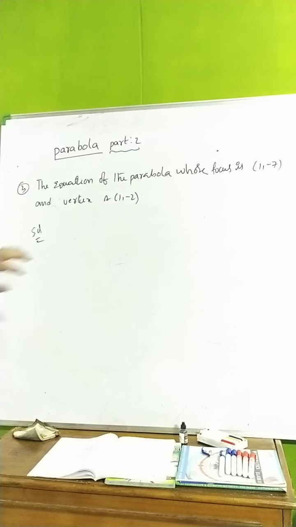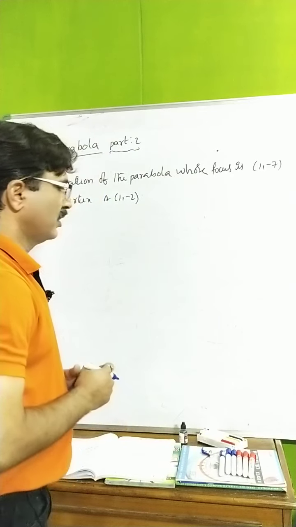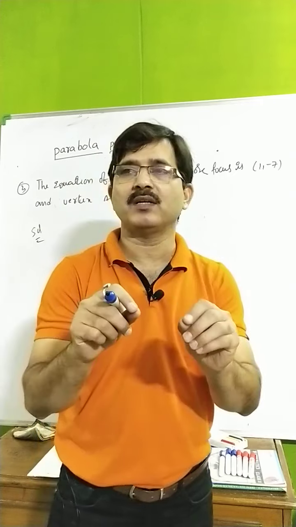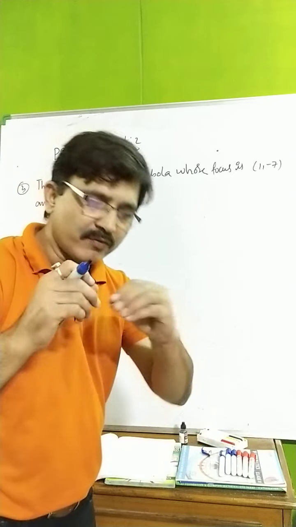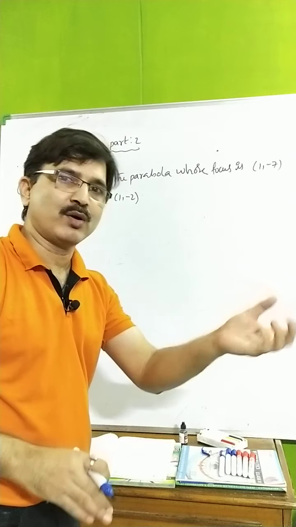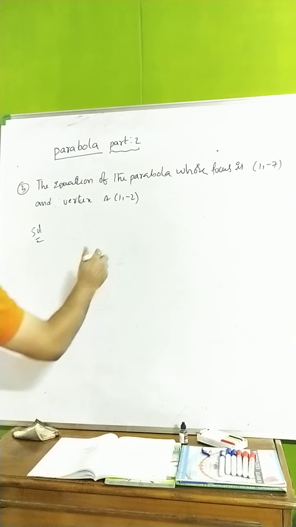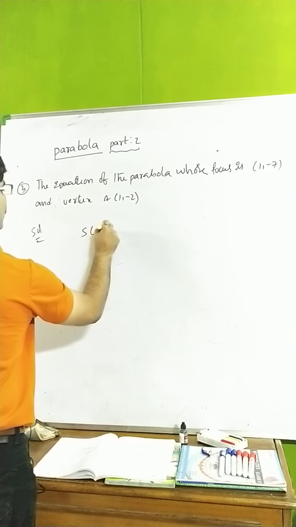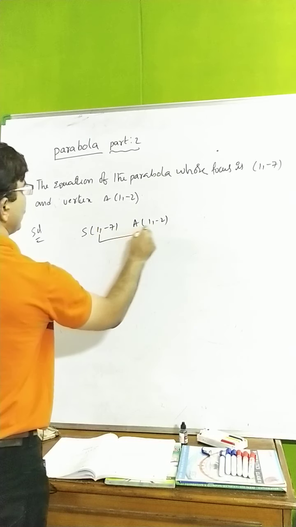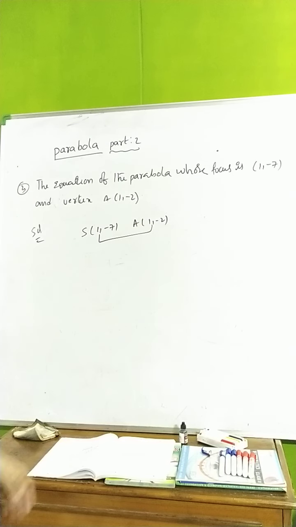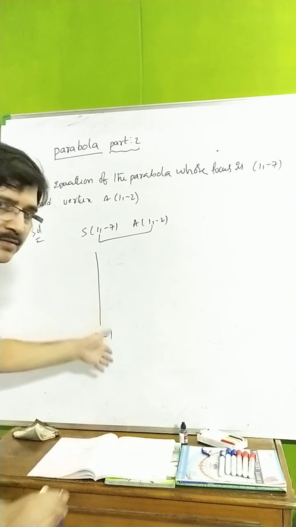Now you see here, I have taken another example. Focus and vertex are given, how to solve the problem? Please remember, when focus and vertex are given, you just identify whether the x coordinates are the same or the y coordinates are the same. Half of the problems can be solved by identifying like that. Here, S is (1, minus 7), A is (1, minus 2). So here the x coordinate is the same. If the x coordinate is the same, we can identify that x is equal to 1 is the axis.